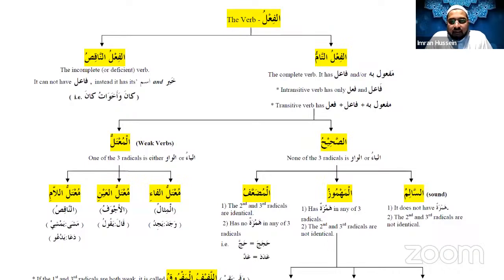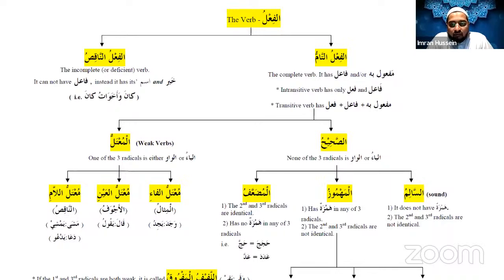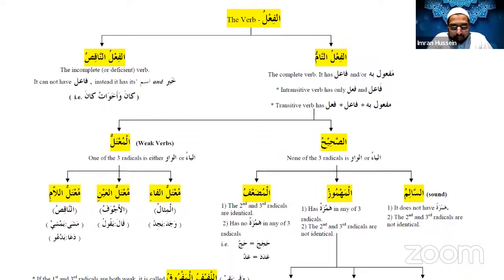Exactly. So the intransitive verb is called fi'l al-lazim. Fi'l al-lazim. So lam, alif, zal, mim, lazim. Fi'l lazim. So you will have the verb and the doer. And the transitive verb is where it has the fi'l. Exactly, it has 3 components. Fi'l, fa'il, and maf'ul. In English, fi'l, verb, fa'il, doer, maf'ul, an object, exactly.